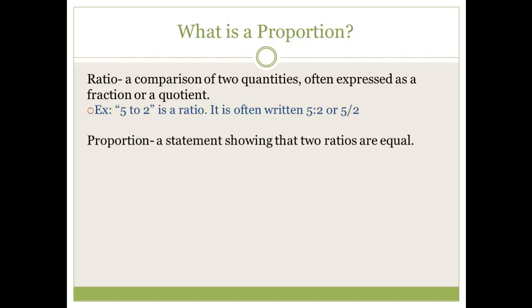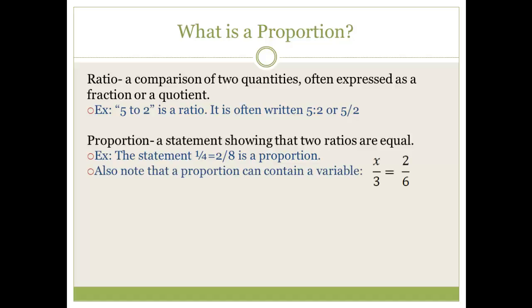A proportion is a statement showing that two ratios are equal, or that two fractions are equal. For example, the statement 1/4 is equal to 2/8, since the ratios are the same and therefore they are proportional. Also note that a proportion can contain a variable, like this: x/3 is equal to 2/6.